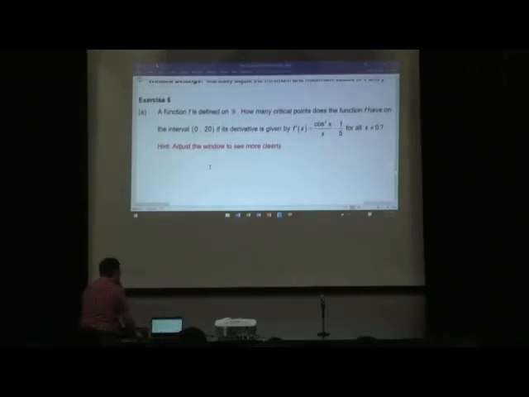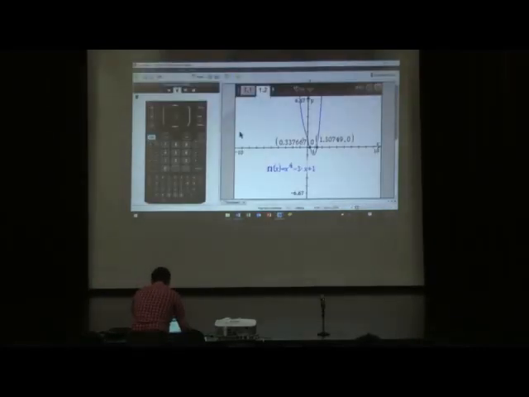First of all, let's take a look at this exercise 5. How many critical points does the function f have on the interval 0 to 20, if its derivative is given by f prime x equals to this? Again, don't bother to go and integrate this function and graph it out. I do not know how to integrate this. All you need to do is graph out the function f prime instead. Let me just show once, then let's see what will happen if you do that.